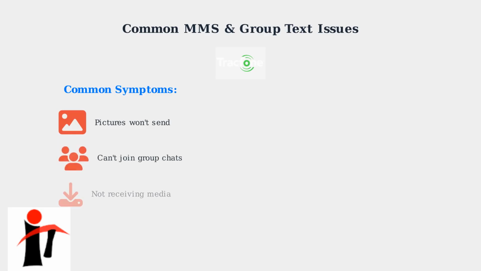Having trouble sending picture messages or participating in group chats on your TracFone? You're not alone. Many TracFone users experience frustrating issues with MMS and group texts. These issues typically show up as pictures that won't send, inability to join group chats, or not receiving media messages from others. The good news is that these problems usually stem from just three main areas that we can check and fix.